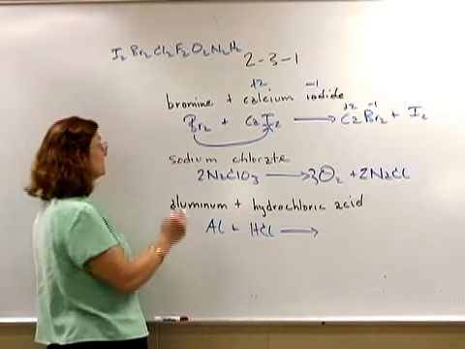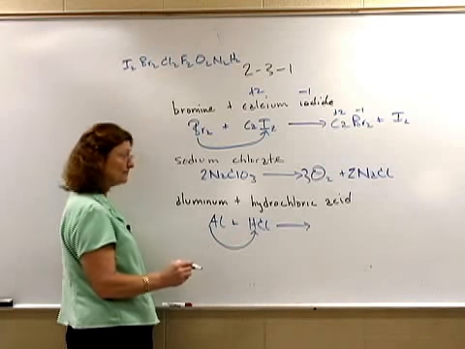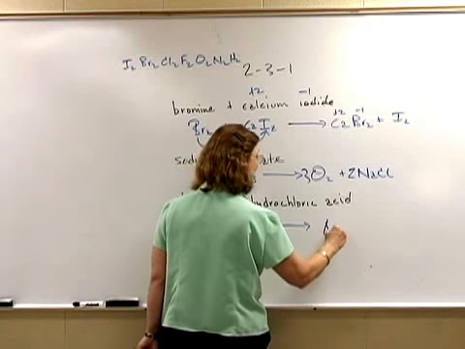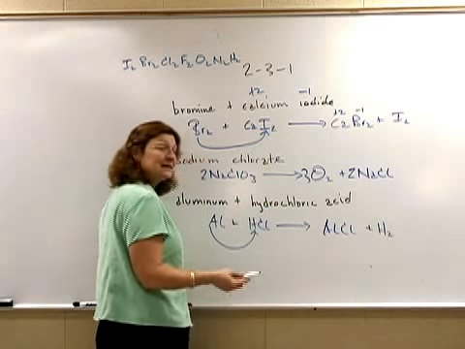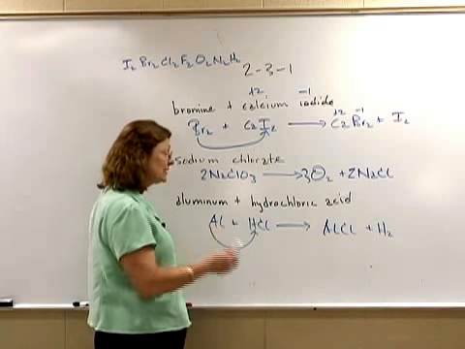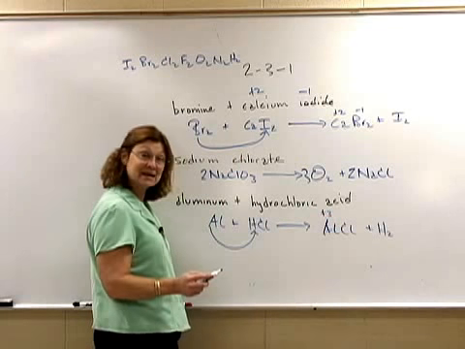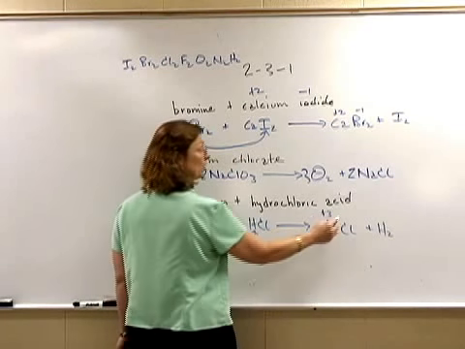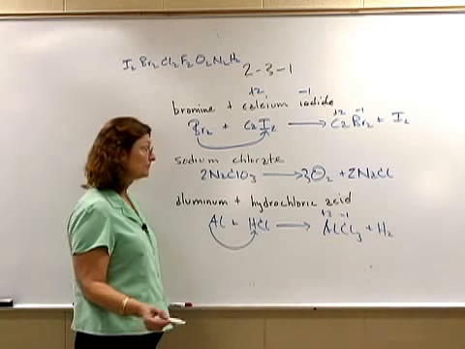This is a single displacement where the positive position is being displaced. We get aluminum chloride and hydrogen gas. And as I've said many times, we must still balance our formulas. Aluminum is one of my silly 6s, and so it is +3. Chlorine is -1, and therefore it is AlCl3.